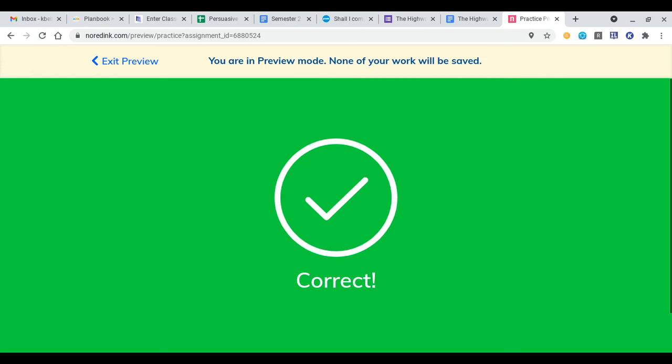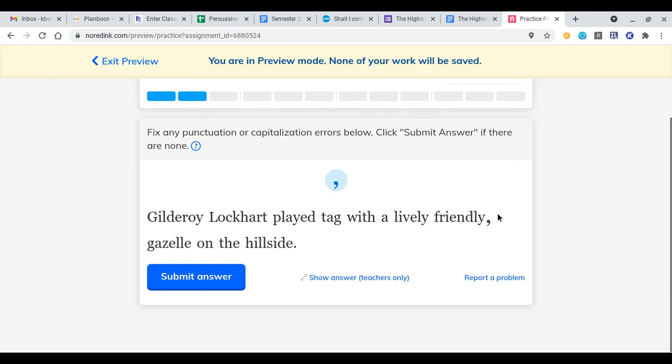Gidley Lockhart played tag with a lively, friendly gazelle. So this is one we're going to have to use commas with our adjectives. In this instance, gazelle is the noun that we're referring to. That's an animal. It's an antelope, if you didn't know. Lively is referring to our gazelle, and friendly is also referring to our gazelle.